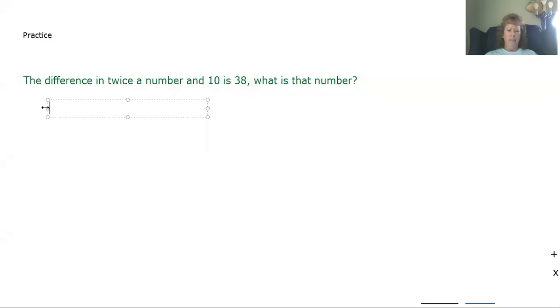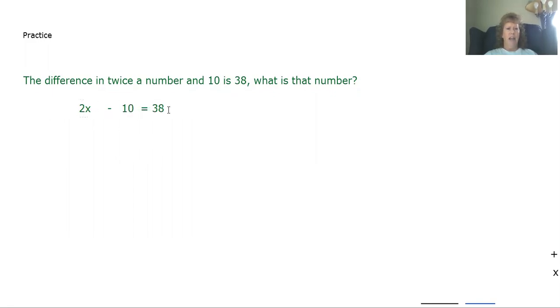So the difference means subtract, and we're going to be subtracting twice a number, so that's 2 times a number, and 10. So if I'm going to be subtracting those two, I'm going to put the subtract here. Okay, so the difference, subtract 2 times a number and 10, and that is equal to 38.